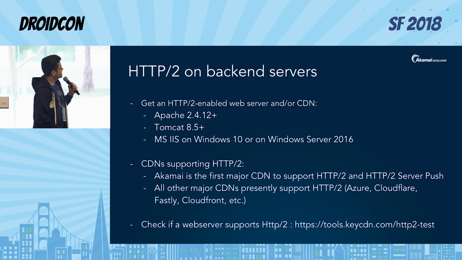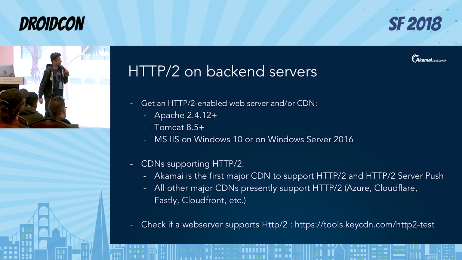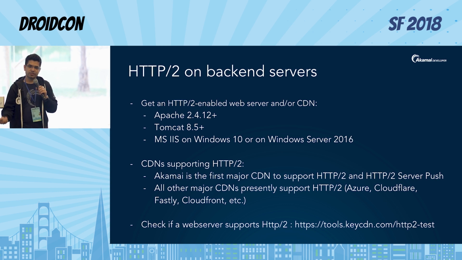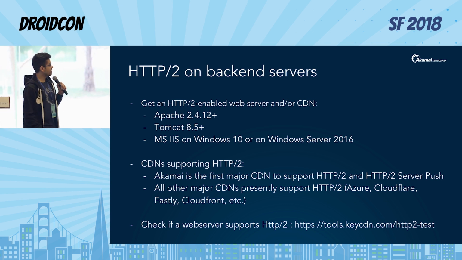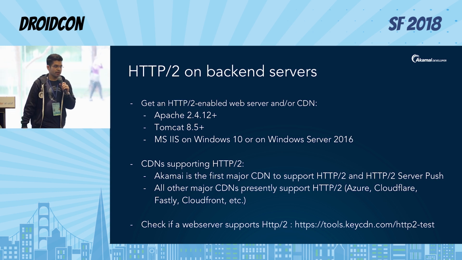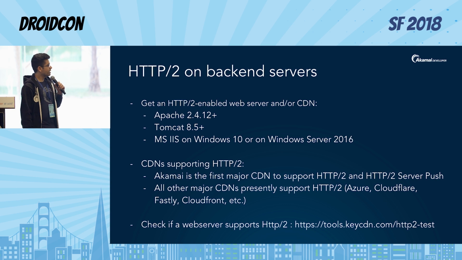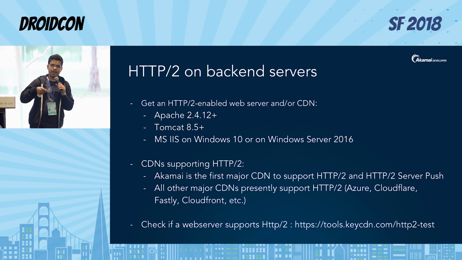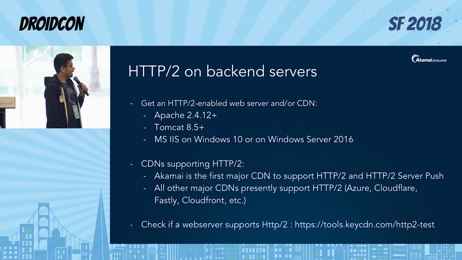So Apache, Tomcat, and IIS all support HTTP 2. You just need to get them upgraded. Akamai is one of the major CDNs to support HTTP 2 and server push, and all of the other major CDNs, whichever you're using, do support HTTP 2. If you want to check if a web server supports HTTP 2, this is a tool by KeyCDN. You can just go and test if the APIs that you are using are HTTP 2 enabled. Quick fact, most of them you'll find are already supporting HTTP 2.